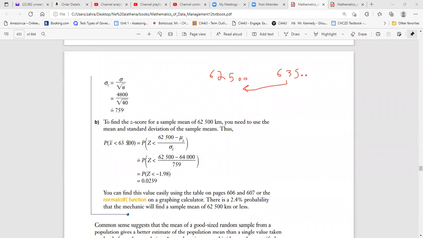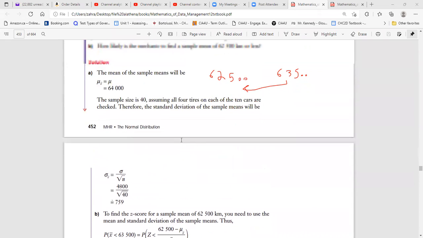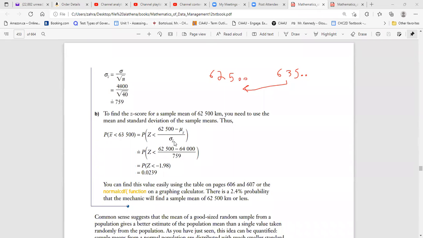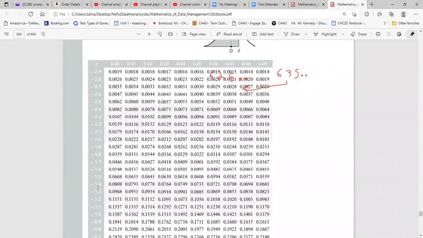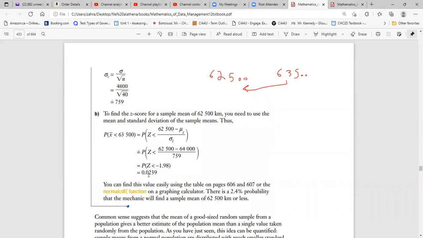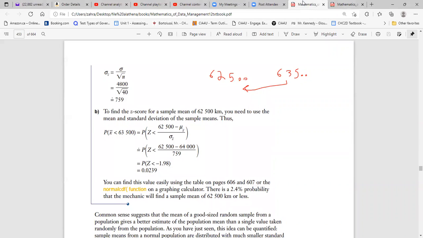63,500. So I'm turning this one into the z-score. Z-score is x minus mu x bar, over sigma x bar. Mu x bar, we got it here, 64,000. And sigma x bar is 759. So z less than negative 1.98. You look at the table, negative 1.98 is there. 0.0239. 0.0239, that would be the answer.